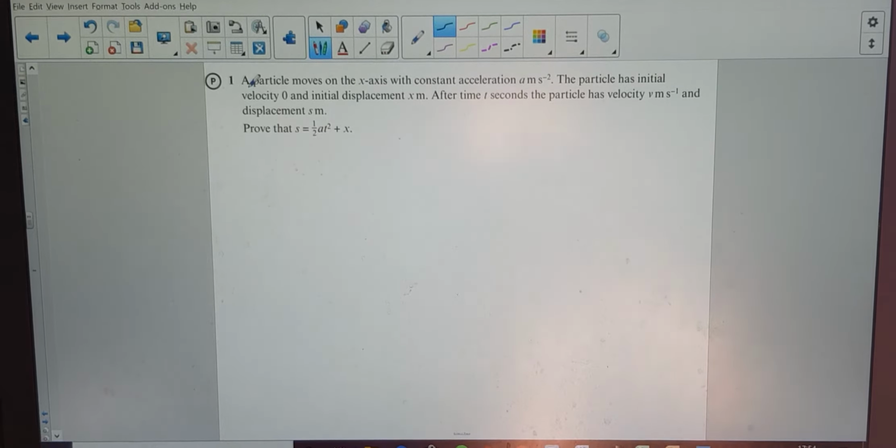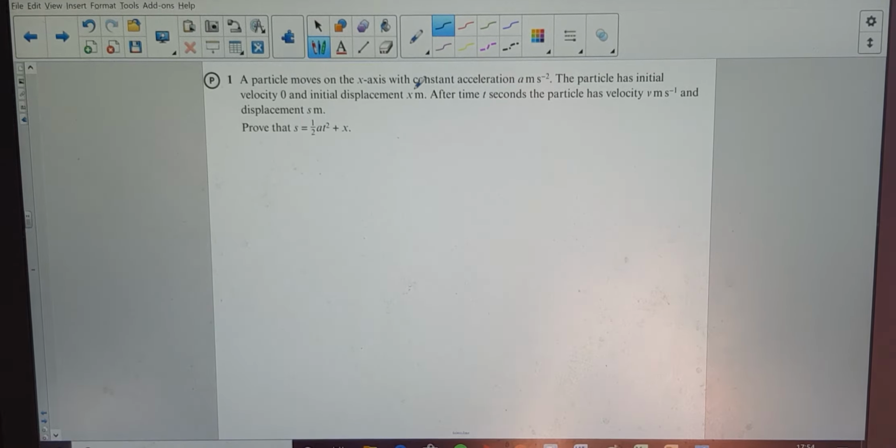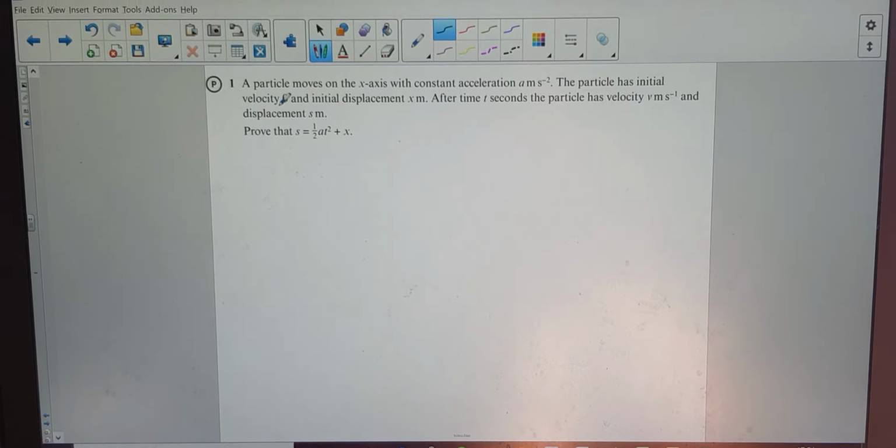Okay, right. A particle moves on the x-axis with constant acceleration a. The particle has initial velocity of 0 and initial displacement of x. Whenever I see initial, it means that when these things are happening, I know that t equals 0, because that's what initial means, at the beginning. After time t seconds, the particle has velocity v and displacement s. Okay, prove that s equals a half at squared plus x.